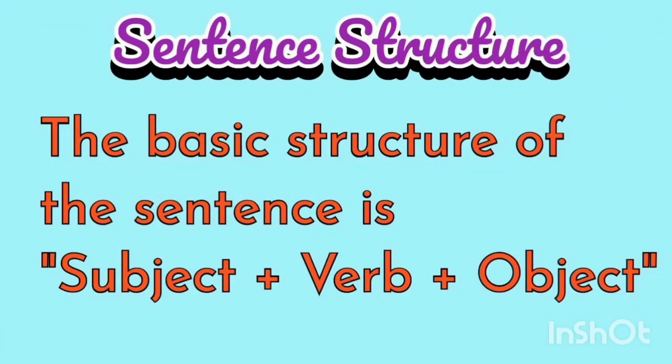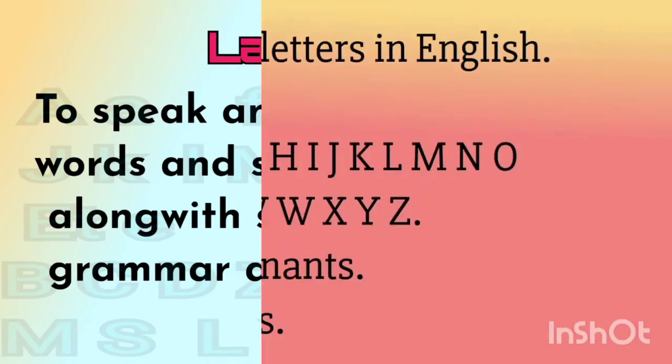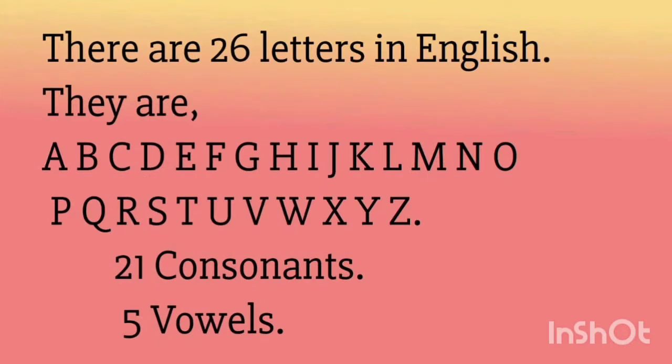Well, coming to today's topic, to speak any language fluently and grammatically, letters, words, sentences, along with the standard grammar and vocabulary are very essential. English is such a popular and well-known language, consisting of 26 letters. Out of 26 letters, 21 are consonant letters and 5 are vowels. 21 consonants and 5 vowels together make 44 sounds.